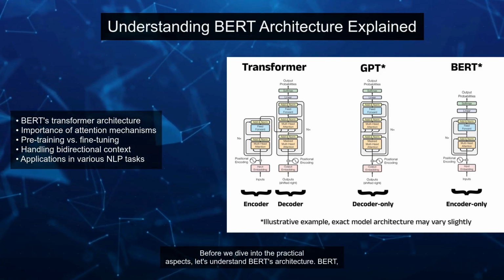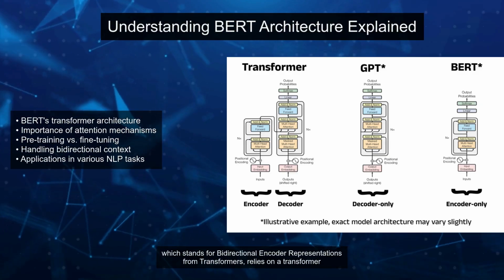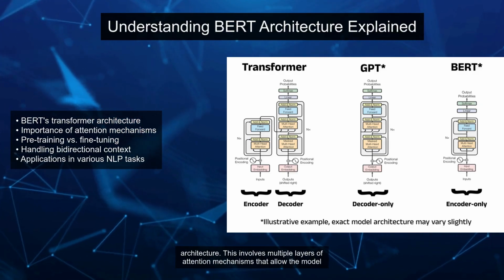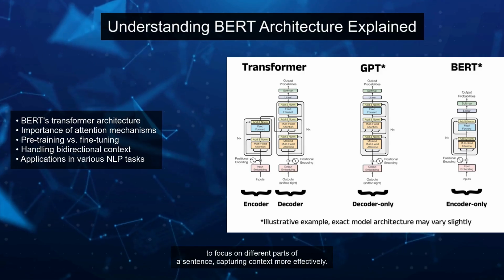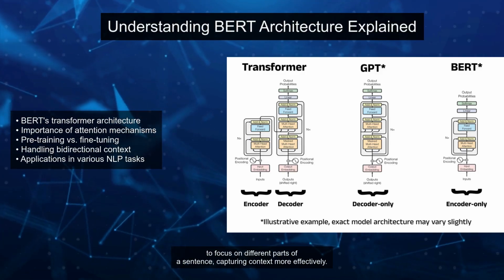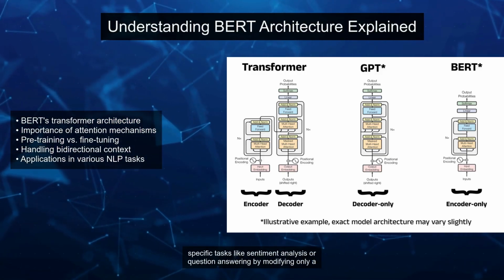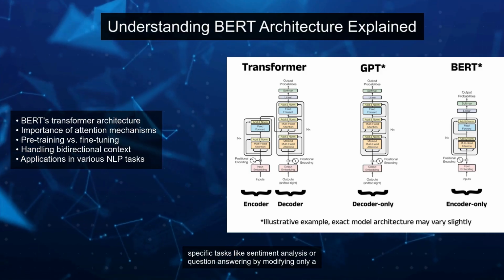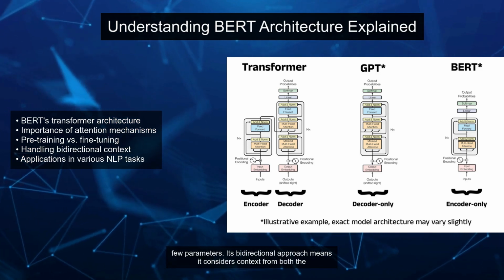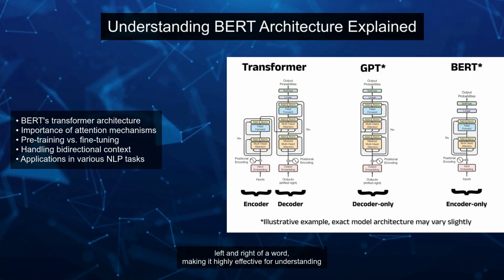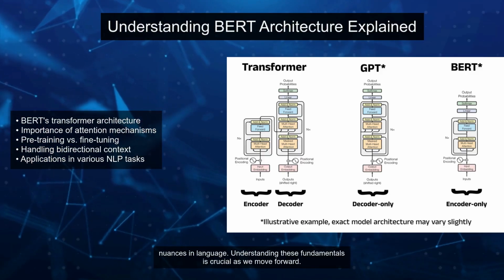Before we dive into the practical aspects, let's understand BERT's architecture. BERT, which stands for Bidirectional Encoder Representations from Transformers, relies on a transformer architecture. This involves multiple layers of attention mechanisms that allow the model to focus on different parts of a sentence, capturing context more effectively. BERT is pre-trained on a massive corpus, but fine-tuning tailors it to specific tasks like sentiment analysis or question answering by modifying only a few parameters. Its bidirectional approach means it considers context from both the left and right of a word, making it highly effective for understanding nuances in language. Understanding these fundamentals is crucial as we move forward.